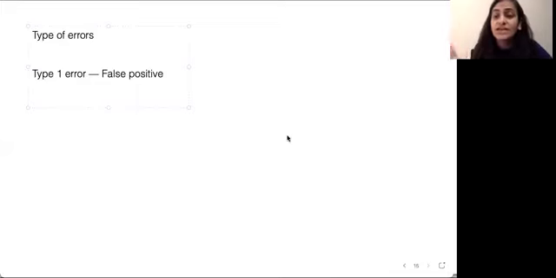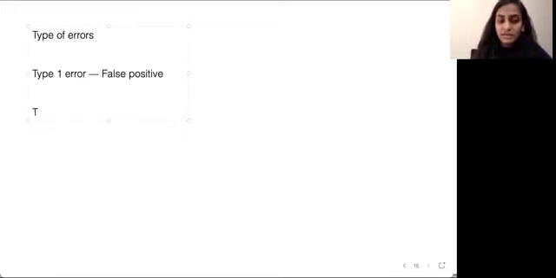So when you are rejecting the null hypothesis when it is actually true, that is a false positive or a type 1 error. Should you reject the null hypothesis when the null hypothesis is true? Not really, right? If your null hypothesis is true, you can't reject it. You only reject it when the null hypothesis is false. But if you are rejecting the null hypothesis when it is actually true, you are committing a type 1 error, which is a false positive error.